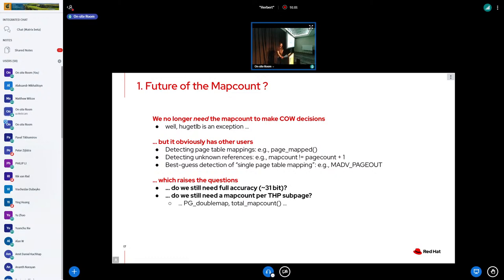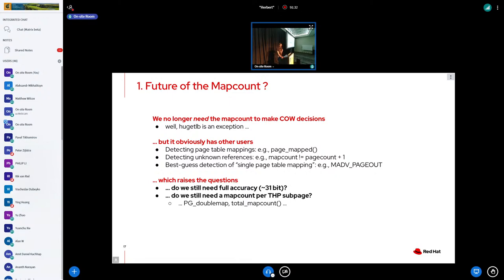I just wanted to say I really like the questions you've asked at the end there, particularly about whether we still need a map count per THP subpage, because that is something we need to get rid of in order to move to separately allocated. So it doesn't just help us in the future, it helps us right now. Also, it's going to be a huge performance win because right now to get a map count, you have to scan all 512 times 64 byte pages in order to find out what your accurate map count is, and it's a pain because it's almost always zero.